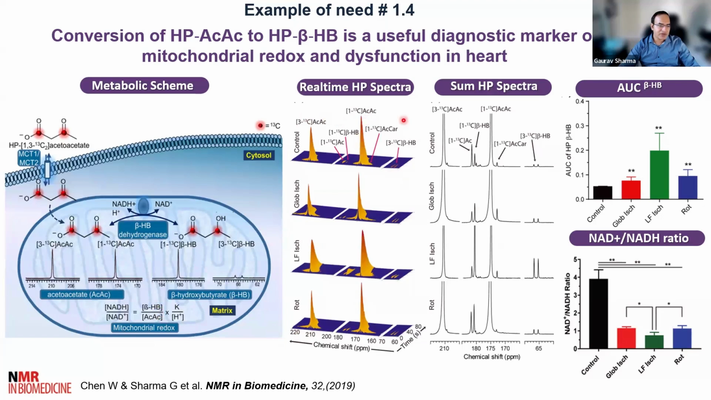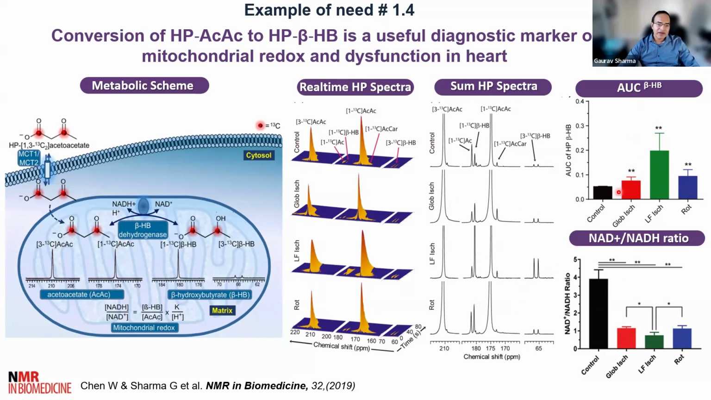For acetoacetate, we use the 1,3 label. These two peaks are basically from the acetoacetate, and you see all the conversion to the beta hydroxybutyrate and the acetyl carnitine. By looking at the conversion of the beta hydroxybutyrate, you see there are four groups. Number one is control, then we created different versions of ischemia in the heart. This is global ischemia, which means completely terminating the perfusion flow and creating ischemia for a long time. Low flow ischemia is where we decrease the flow to about 1/4. And rotenone is the chemical way of creating ischemia. It basically targets the mitochondrial ETS complex.